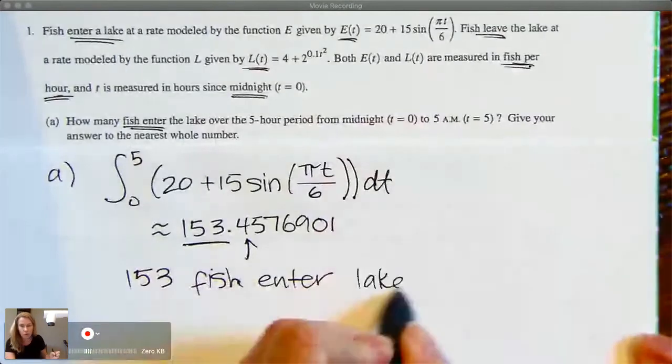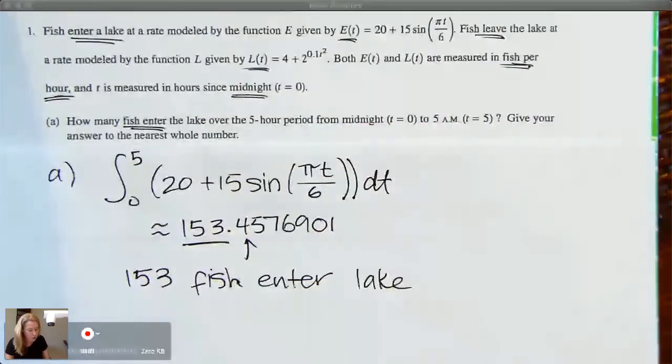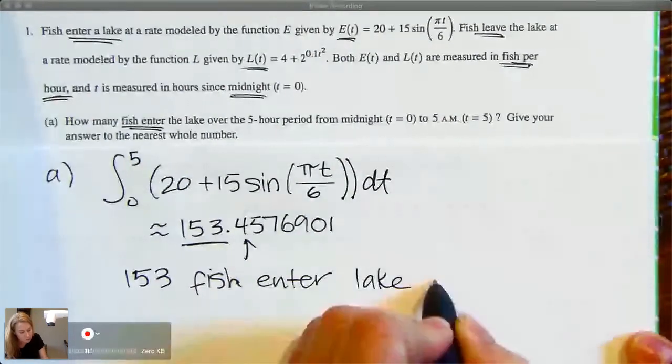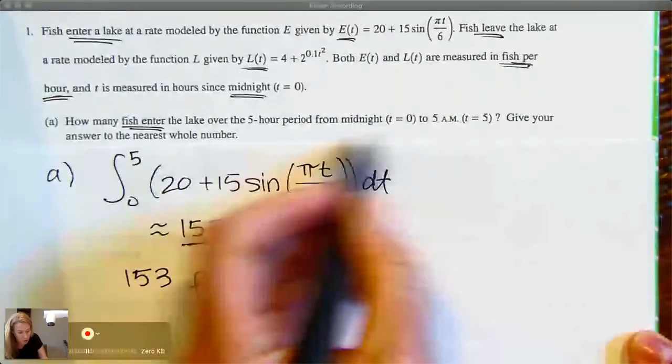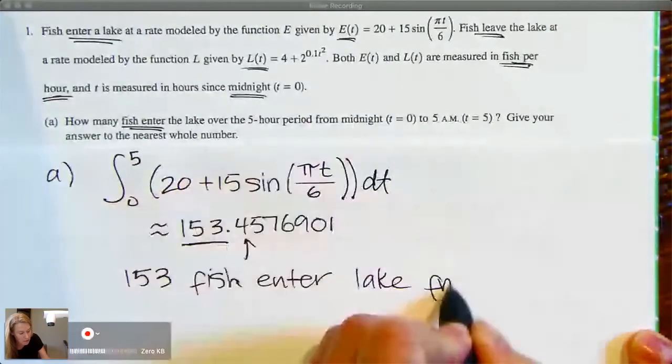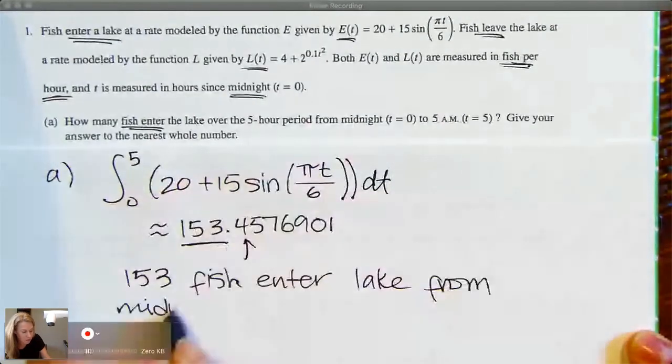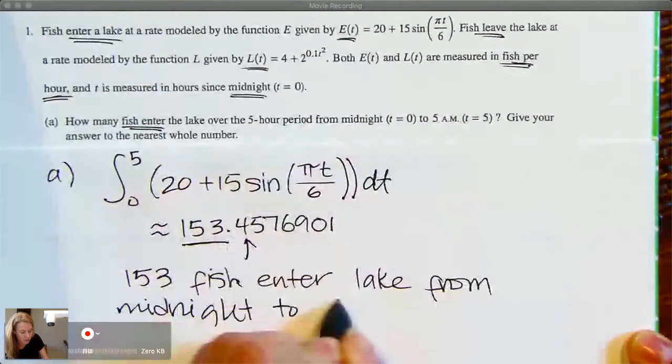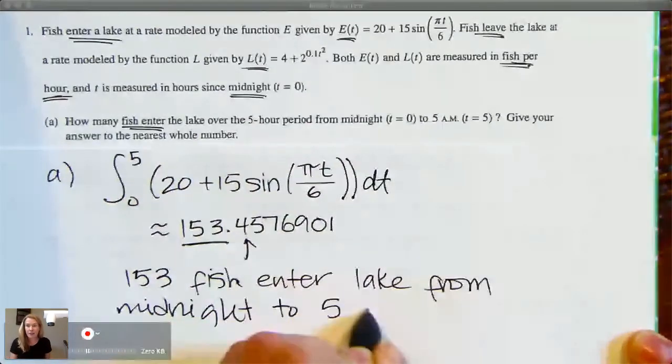I'm going to just drop some words here to get it quickly. But 153 fish enter the lake in the 5-hour period, or from midnight to 5 a.m., something like that.